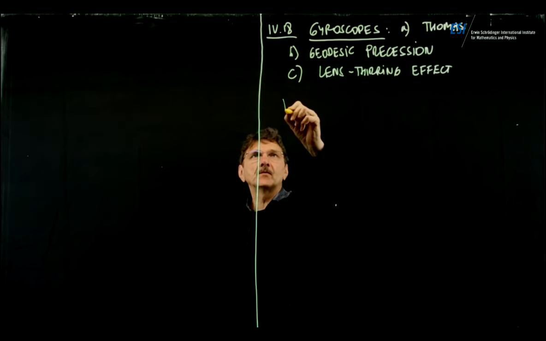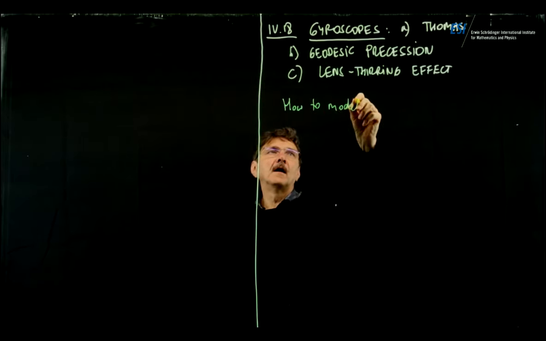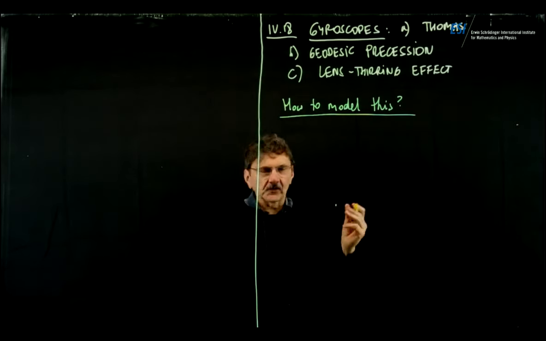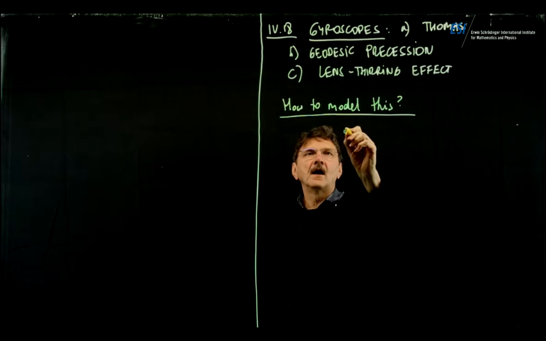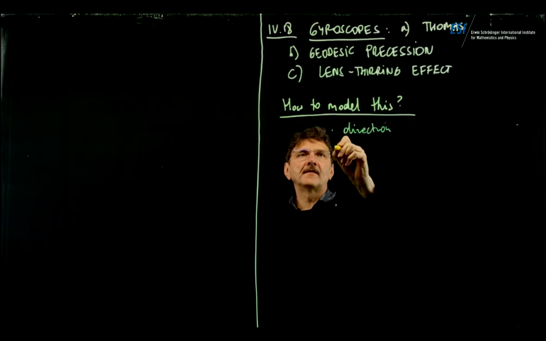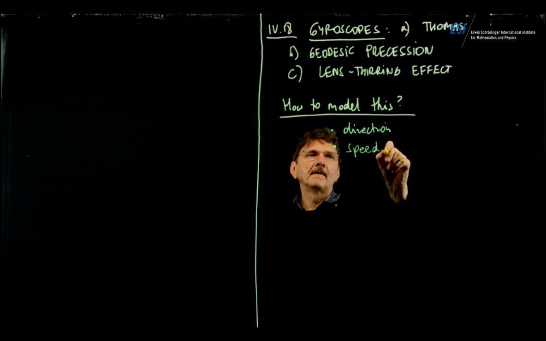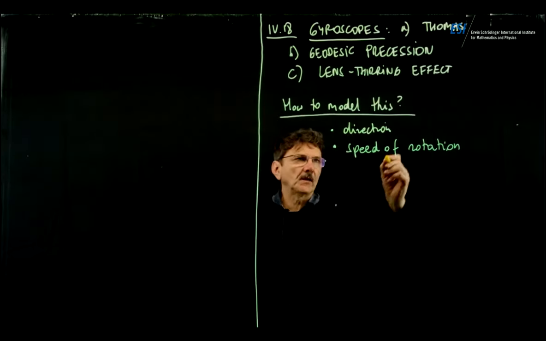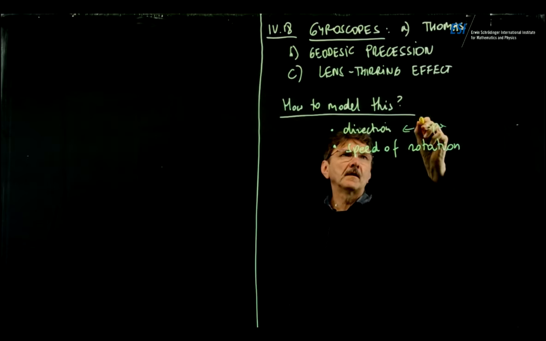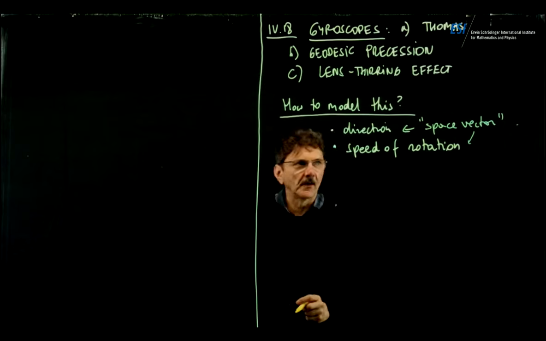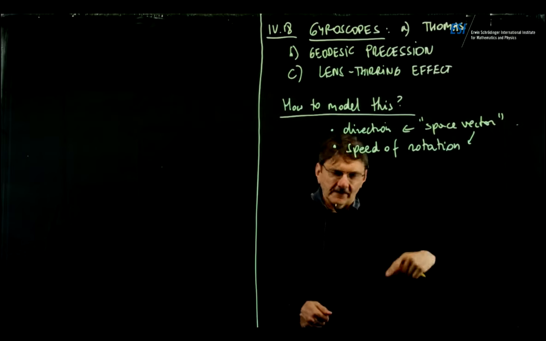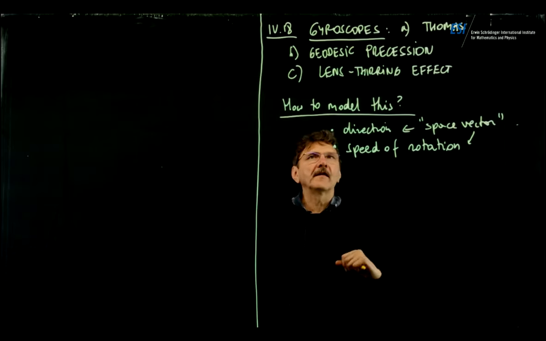So, how do you describe a gyroscope, right? How to model this? The simplest model is we say the direction of the axis, and the speed of rotation. So how do we describe a direction? Well, by a space-like vector, right? A space vector. And the space vector actually has information about both the direction, that's the direction of the vector, and the speed of rotation, the length, right? So the faster it spins, the longer we're going to take it.